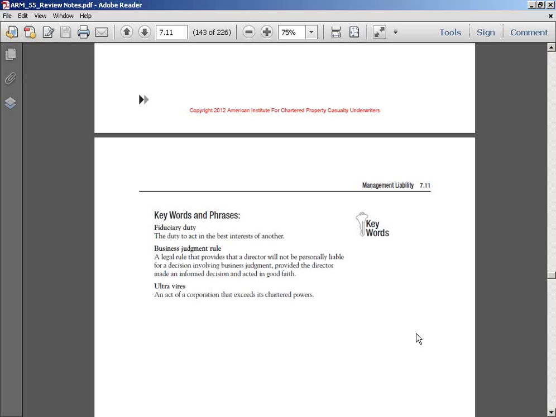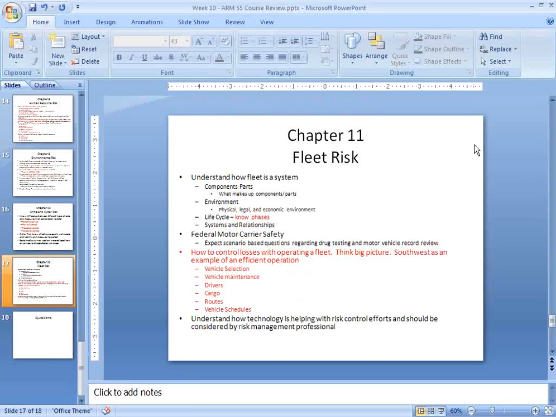And so those were really the only two key elements of the objectives for this part of Chapter 7. And then ultra vires, they include as a keyword or phrase. If you remember correctly, it's the act of a corporation that exceeds its chartered powers. The idea being, can a corporation really indemnify a director and officer? Because it's not really in the best interest to do that. And so that's where that issue came up in the discussion as part of that. So with that, we did officially cover all the chapters.